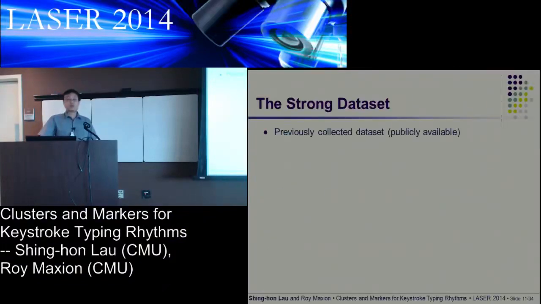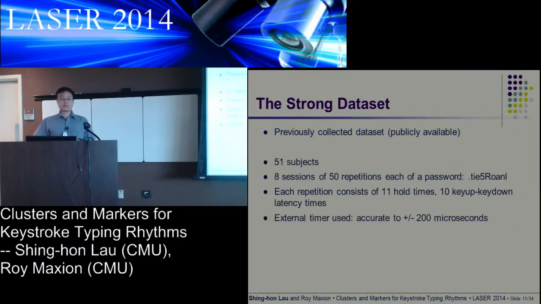So for this work, we decided to use the Strong data set, and this is a previously collected data set that is publicly available. It consists of 51 subjects, each of whom have provided 400 repetitions of a password, and this is done in 8 sessions of 50 repetitions each. The password, which is intended to mimic a strong password, and hence the data set's name, is period, t, i, e, 5, capital R, o, a, n, l, followed by the return key.